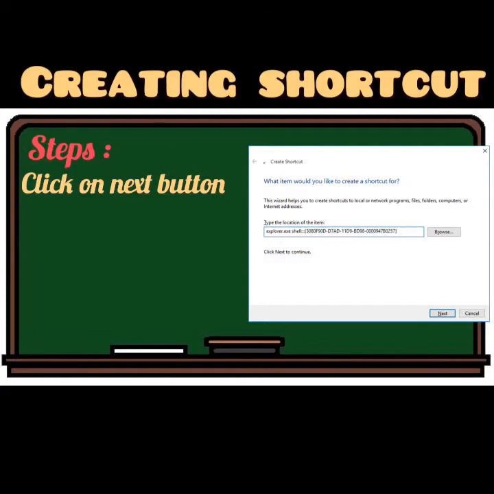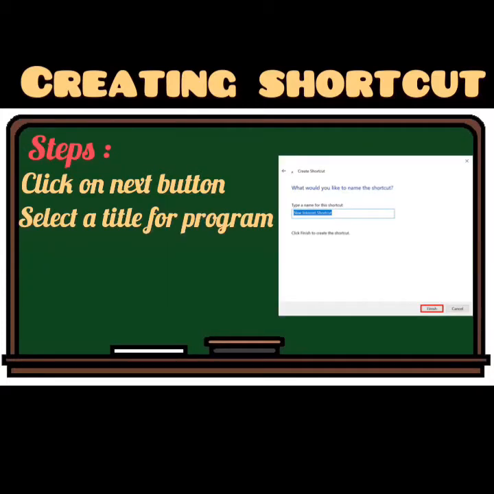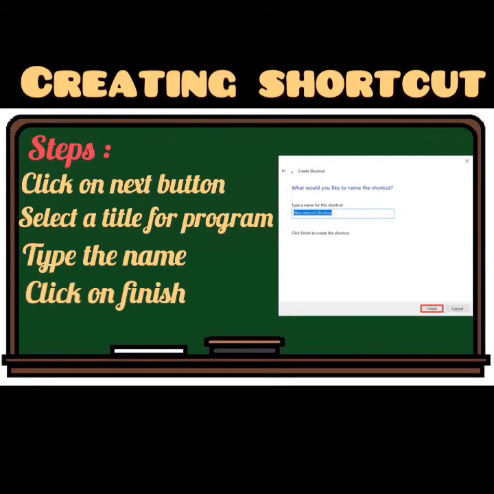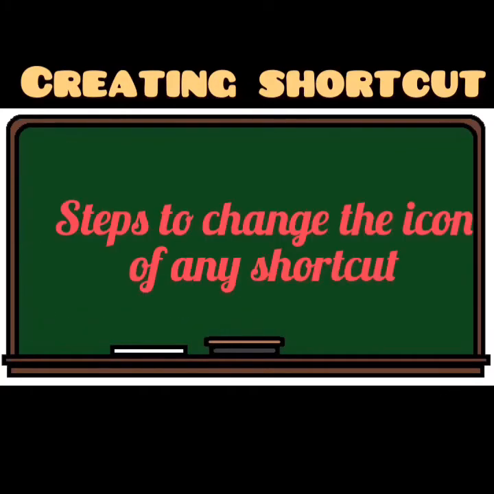Once you click on the next button, what will happen? A new window will open like this. It will ask you for the file name. Any name you can give according to your wish. You can give your own name and type the name there. And at last, you have to click on the finish button. Once you click on finish, a shortcut of the file with whatever name you have given will be created on the desktop. The original file will be saved in the original location. This is just a shortcut.